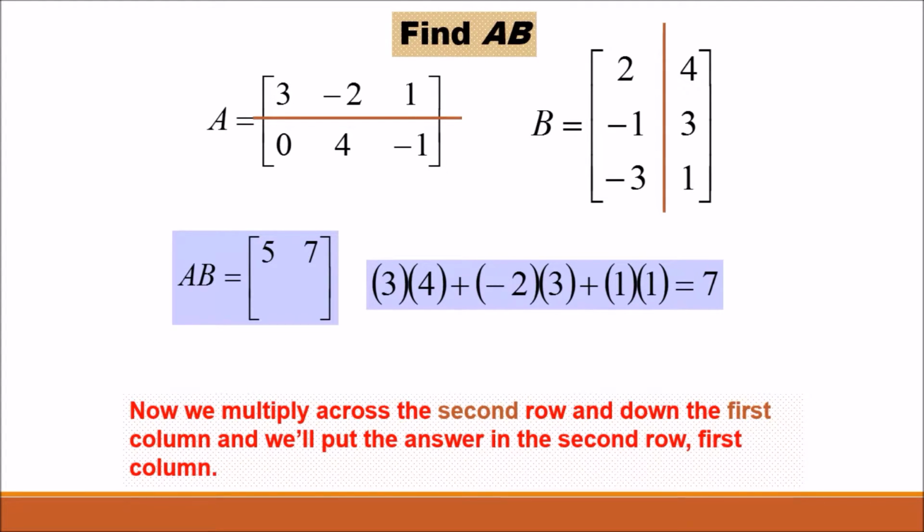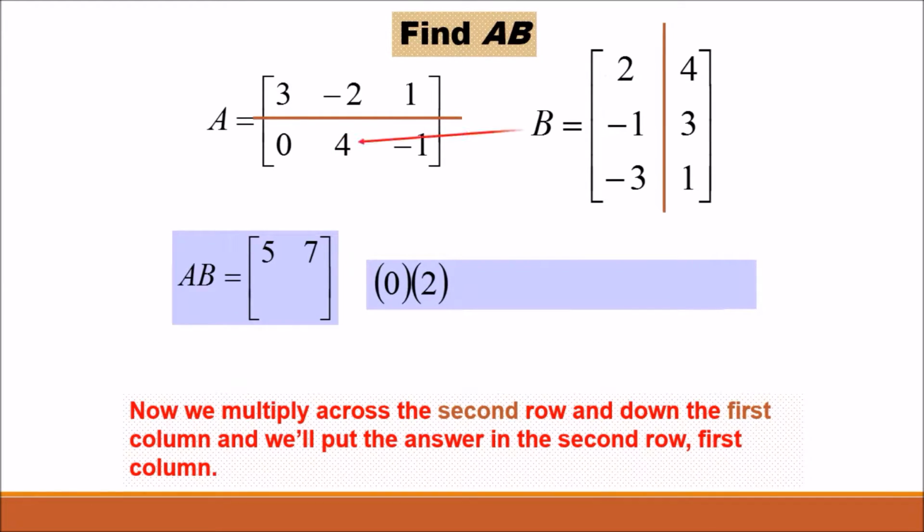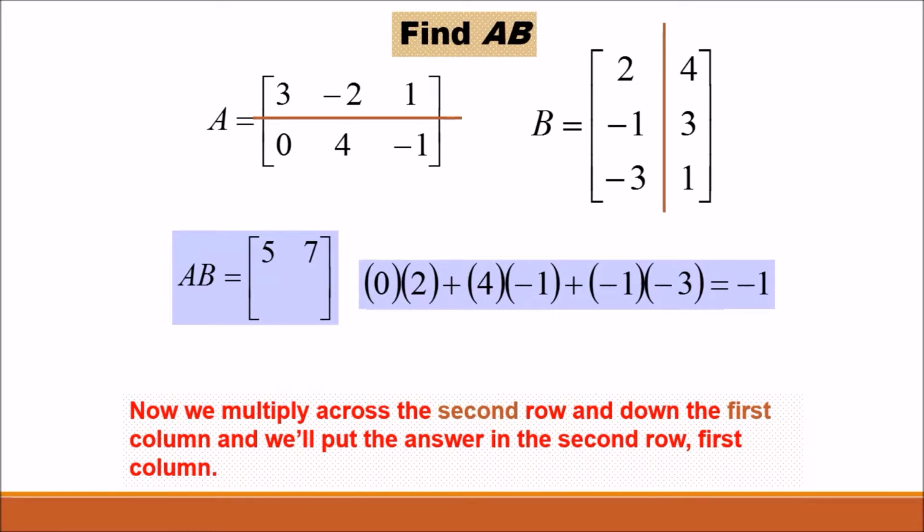Now it's a turn of multiplying the second row with all of the columns of the matrix B. So now 0 should be multiplied with 2, 4 with -1, and -1 with -3. So their sum of products will be -1, and this answer will be placed in the second row, first column.